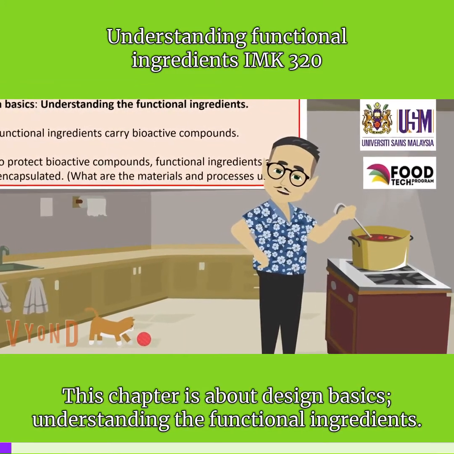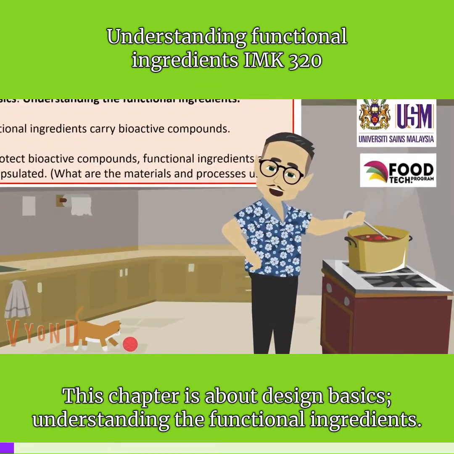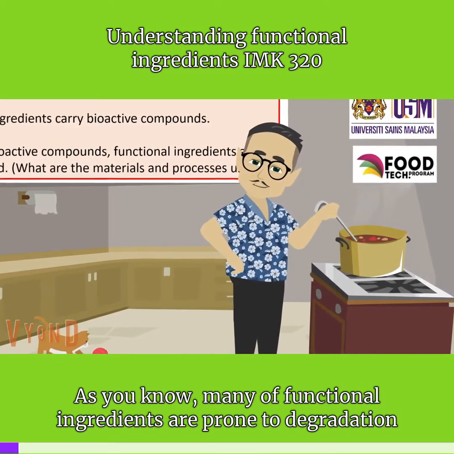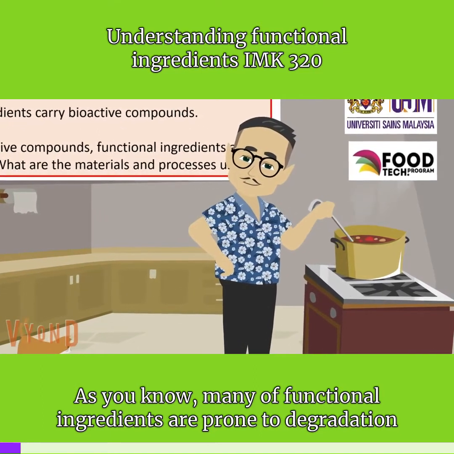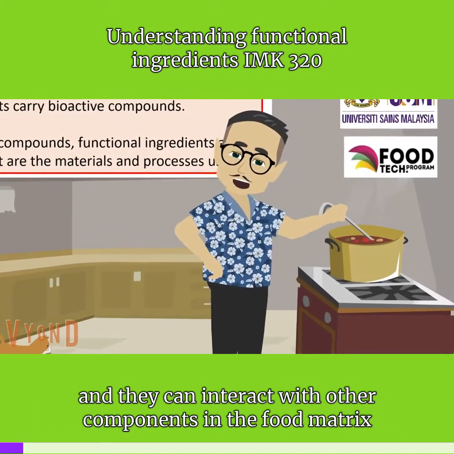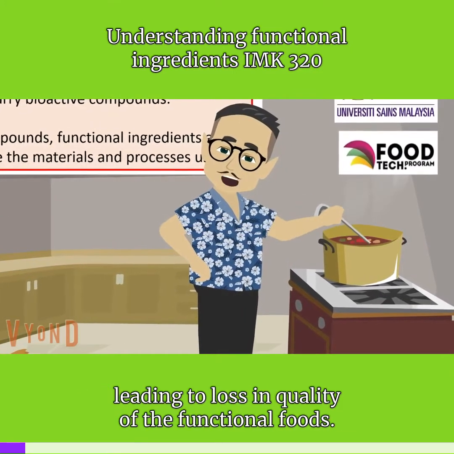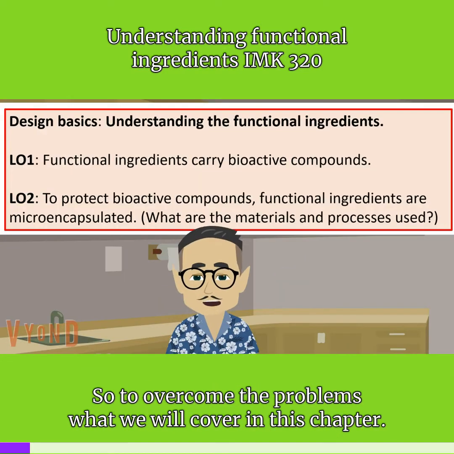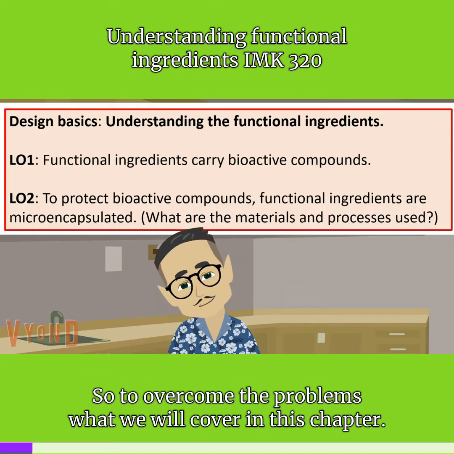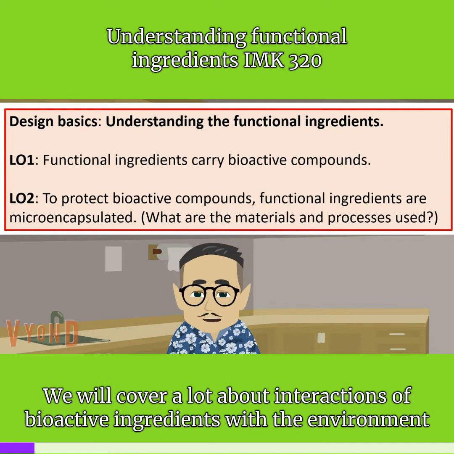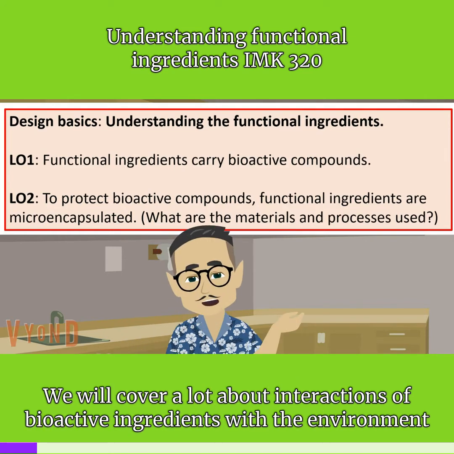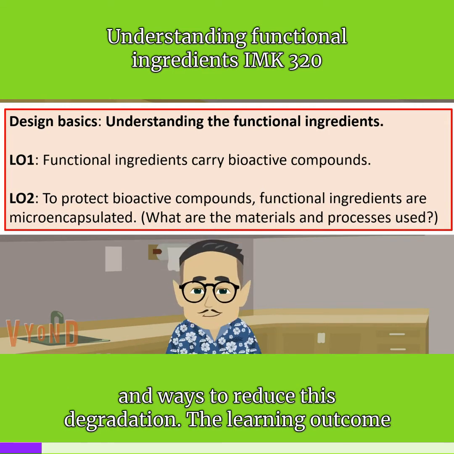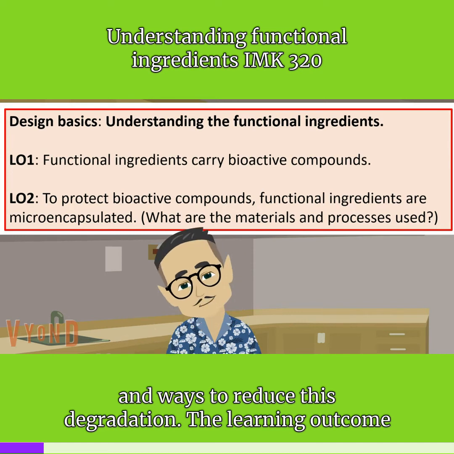This chapter is about design basics, understanding the functional ingredients. As you know, many functional ingredients are prone to degradation and they can interact with other components in the food matrix, leading to loss in quality of the functional foods. So to overcome the problems, we will cover a lot about interaction of bioactive ingredients with the environment and ways to reduce this degradation.